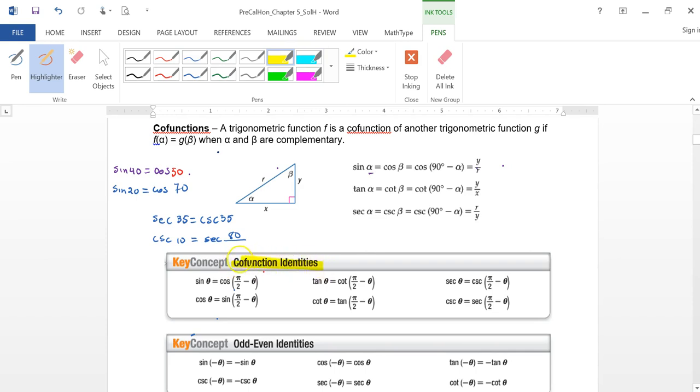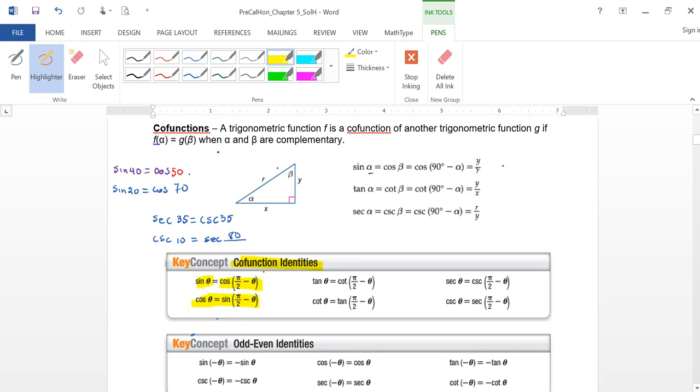So, in more formal form, cofunction identities are what these are called. If you have sine of theta, that's the same as cosine of 90 or pi over 2 minus theta. Cosine is sine of pi over 2 minus theta, and so on.